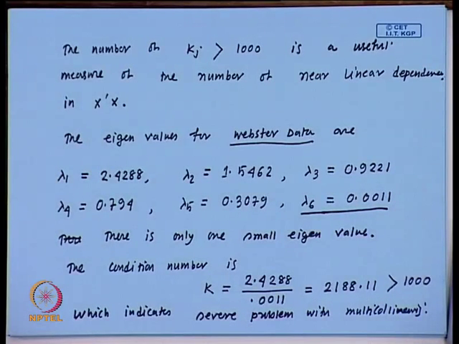So what I want to say here today regarding the detection of the multicollinearity problem is that first we considered this Webster data, and examining the correlation matrix could not detect the problem of multicollinearity, whereas this eigensystem analysis technique says that since the condition number is 2188, which is much larger than 1000, there is a severe problem with multicollinearity in the Webster data.